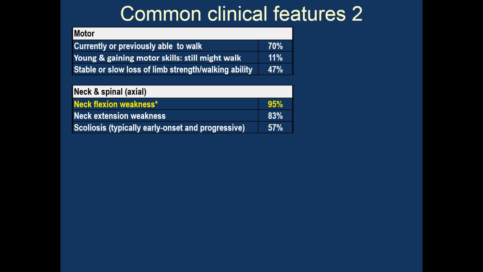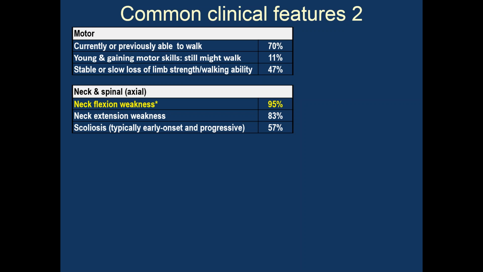And that, again, is a really important feature because that's not present in some other muscle disorders. And neck extension weakness was also present in numerous cases. So flexion is when you bend your head forward onto your chest, and extension is bending your head back towards your back. So weakness of both movements was really common.